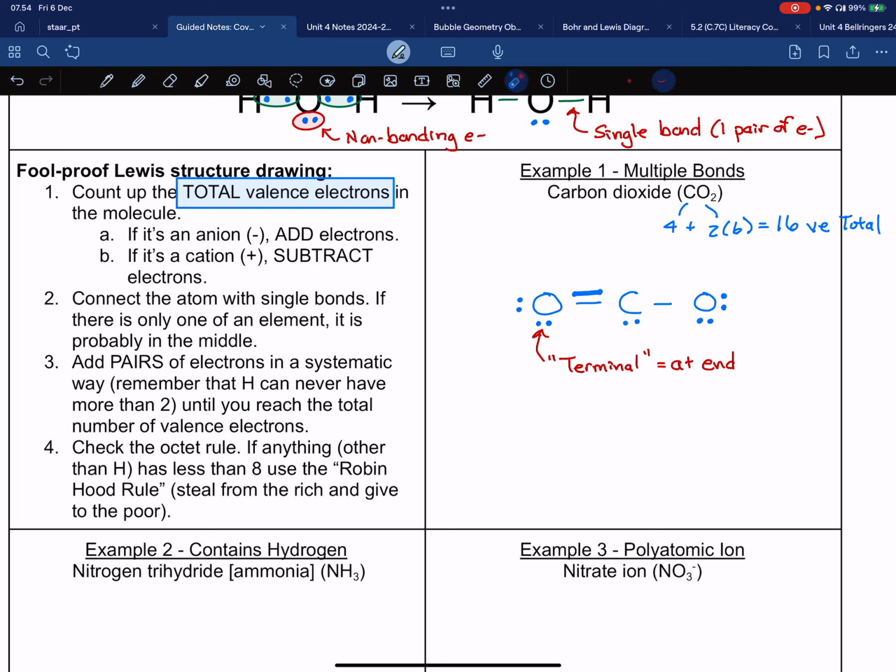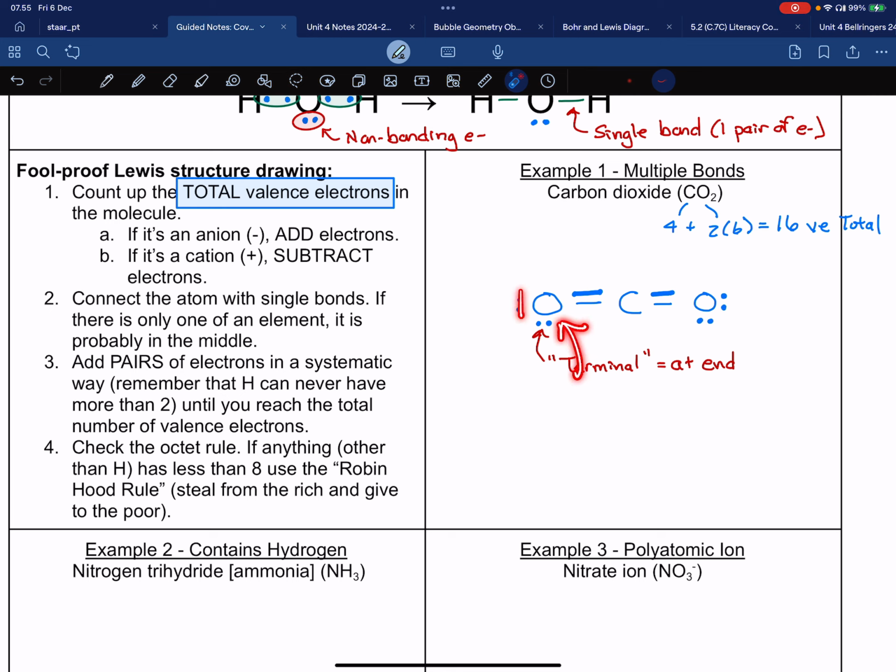Okay, now, what about carbon? 2, 4, 6, 8. Well, that's cool. But what about oxygen? 2, 4, 6. Not cool. Now I need to use the Robin Hood rule, steal from the rich, give to the poor. So I'm going to steal those 2 because carbon is rich, and I'm going to give it to a lone pair, to a bond.